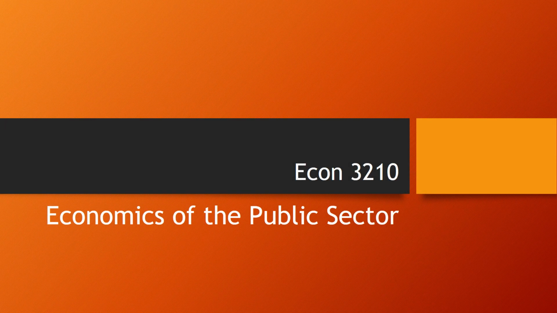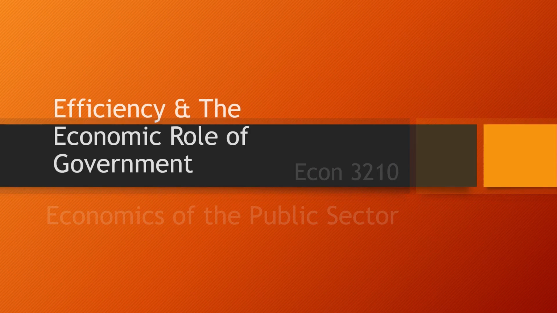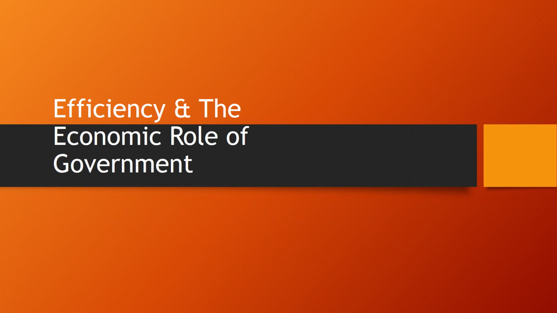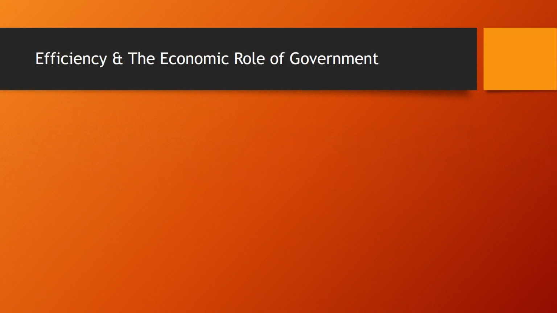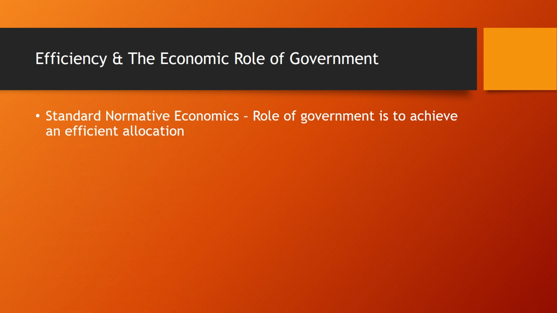This is a lecture for the course Economics 3210, Economics of the Public Sector. The topic for this lecture is Efficiency and the Economic Role of Government. Okay, so let's talk about efficiency and the economic role of government.